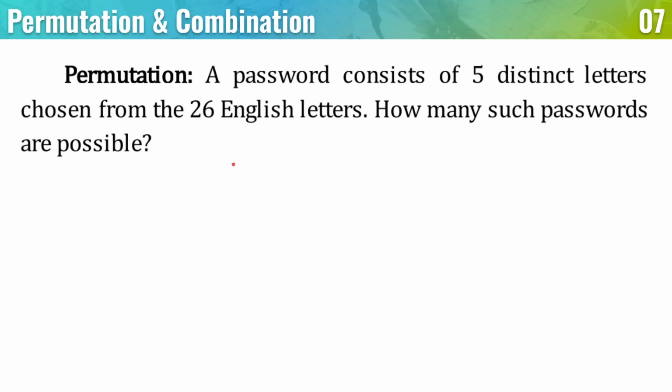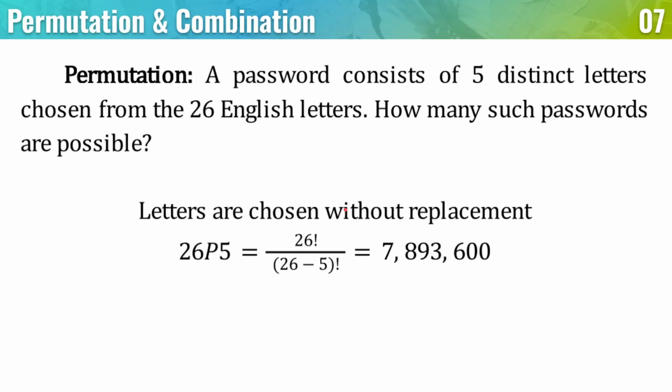Now, if you've encountered combinations before, you may think that chosen automatically means combination. But for the case of passwords, the order is still important. So for this one, we have 26P5. That is going to be 7,893,600.